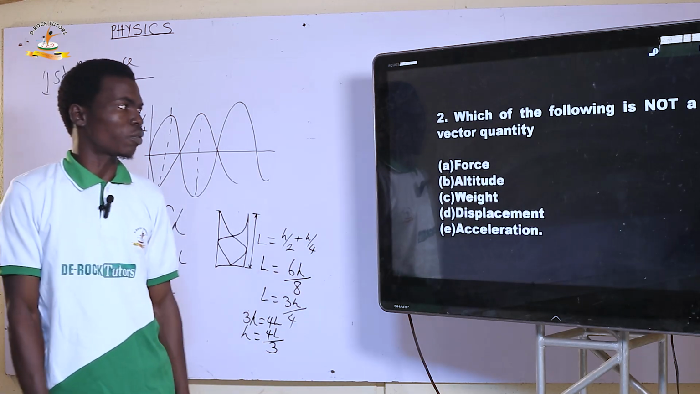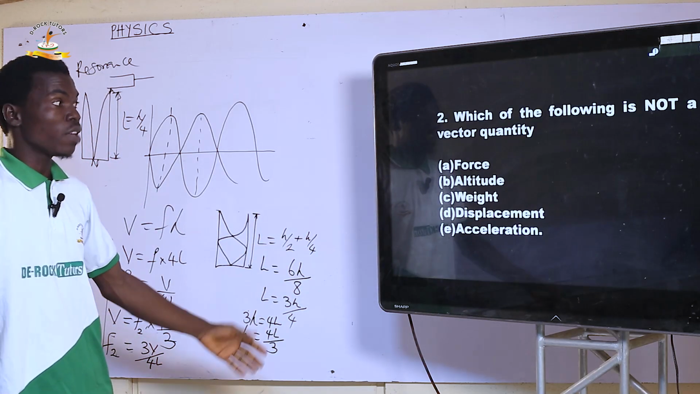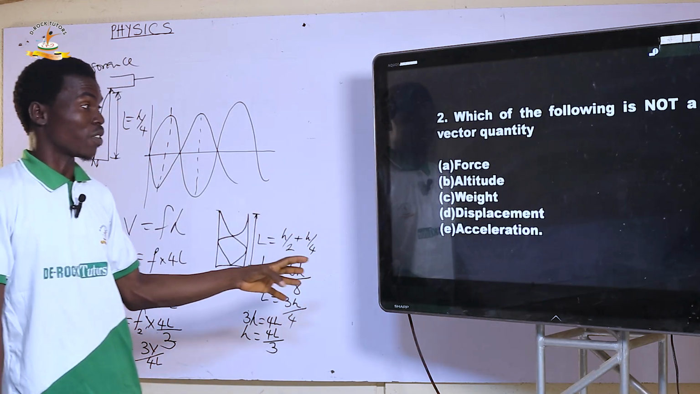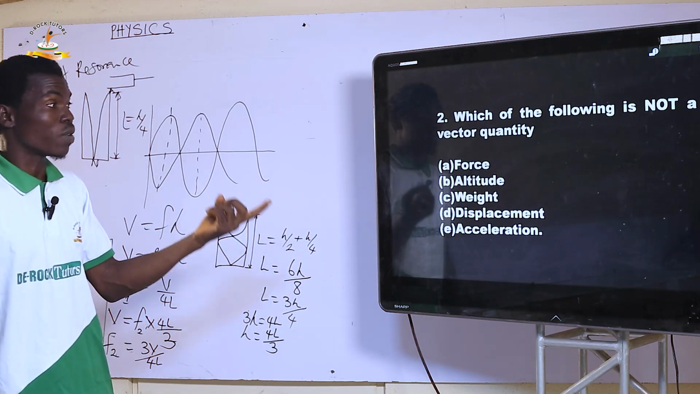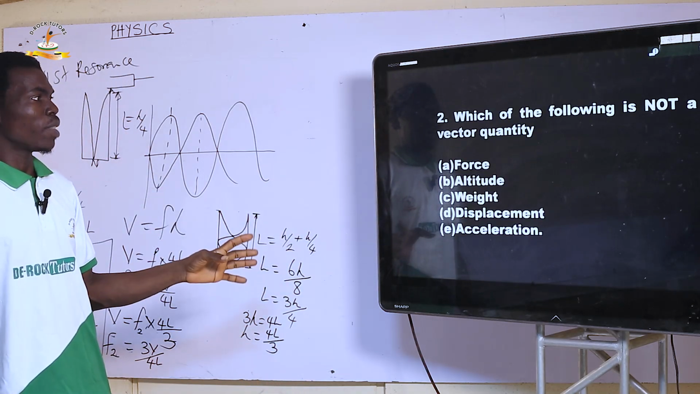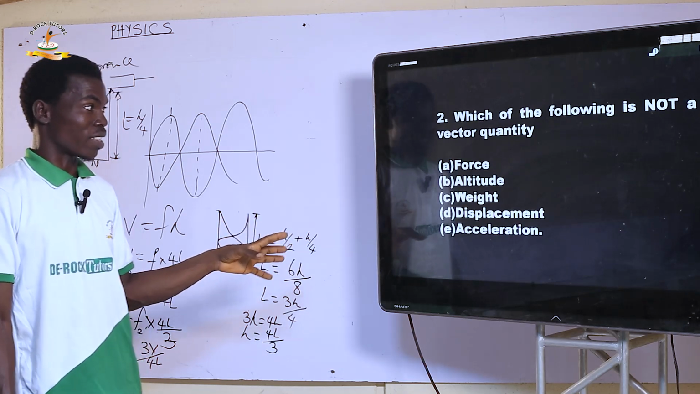Let's take a look at the following options. The first one is force. I believe your physics teacher, the first time in your secondary school physics, told you that force is always a vector quantity. So this is not going to be a problem. Force is a vector quantity.